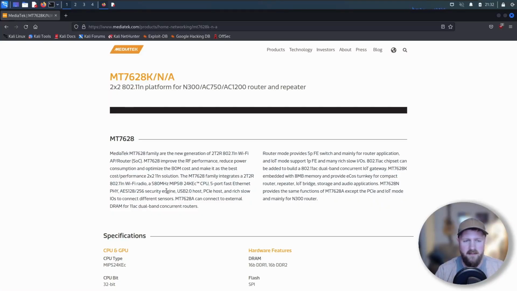Okay, so on the manufacturer's website, we get some details here. If we read about this, we'll see that this is actually an SoC, a system on a chip, that includes all the functionality that you would need to build a router around it. And we can see here, its functions are mainly for this N300 style router. So it's interesting to see that there is this CPU or chip that is designed specifically for building a router.